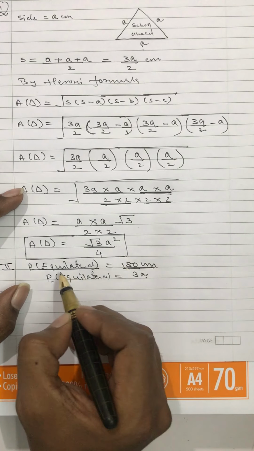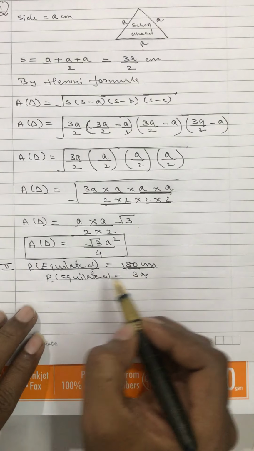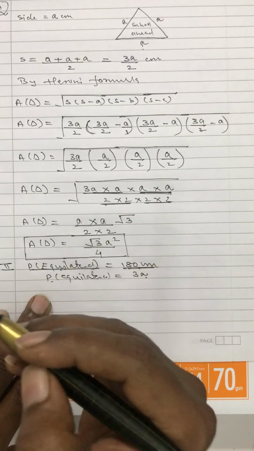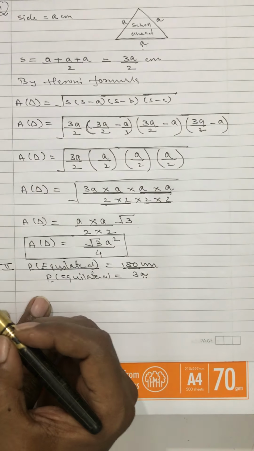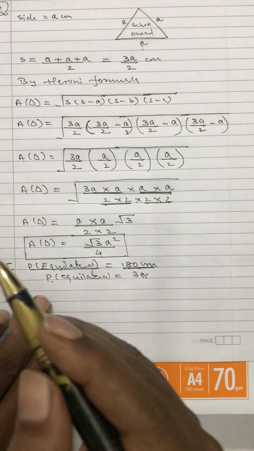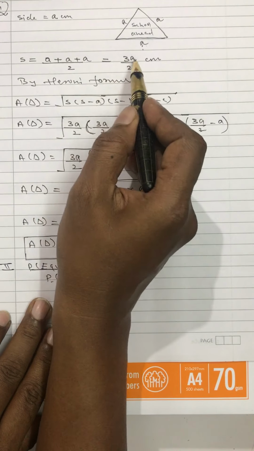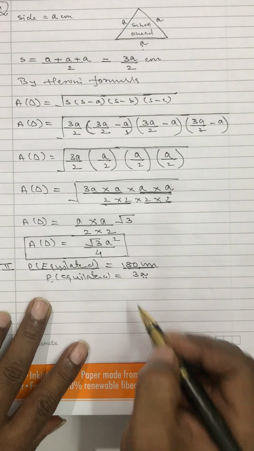Because 180 is the perimeter of the equilateral triangle, they have given in the question the perimeter is 180 centimeter. I will take the formula of perimeter of equilateral triangle, which is 3a, a plus a plus a. Remember, semi-perimeter is (a plus a plus a) upon 2. But I won't take this because I don't know the value of semi-perimeter. I know the value of perimeter, 3a.